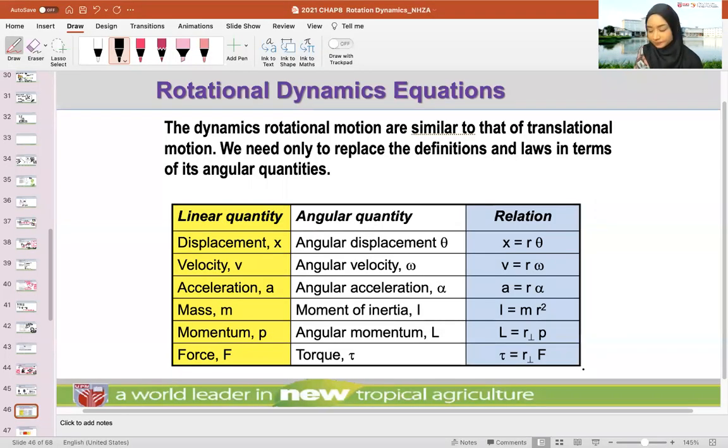Did everyone understand that example? Kan saya share short-short sendiri je. Faham tak apa yang berlaku? Faham. Faham eh? Faham betul.